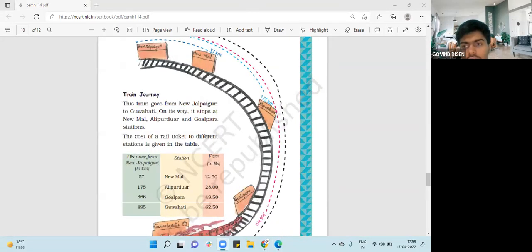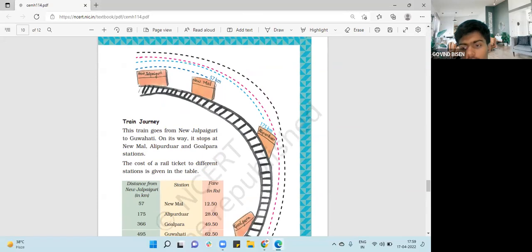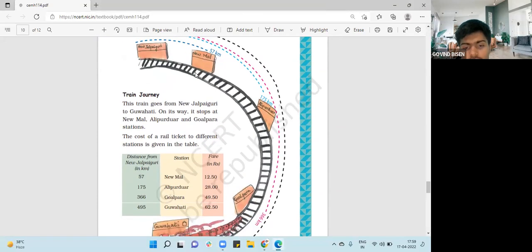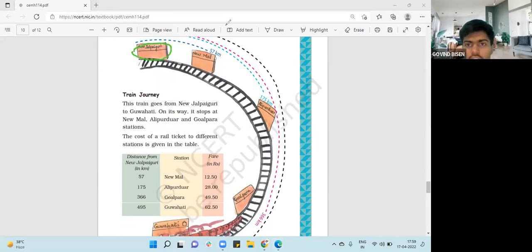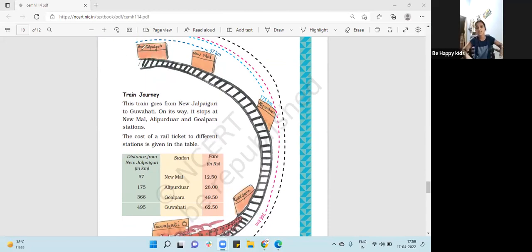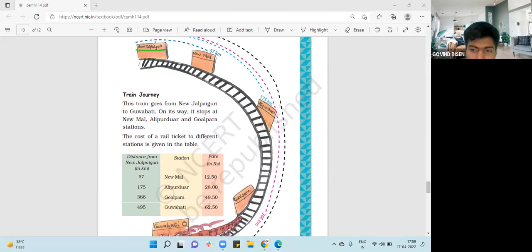So what is the name of the station that the train is coming from? New Jalpaiguri, right? Yes, sir. So the name of the station is New Jalpaiguri. It's a northeastern city. And then it goes to New Mall. So they are stations, not boxes.